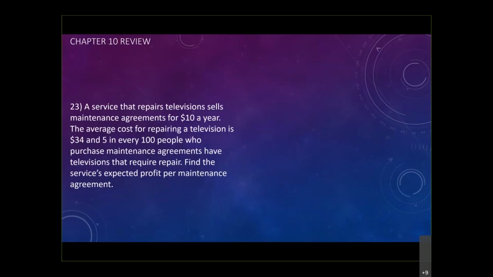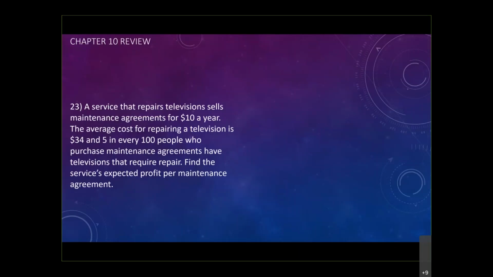In terms of the per agreement, if they go out and fix the TV, they will lose $34, right? That's the average cost to repair. Looking at this, you probably say, wait a minute, Mr. Tran, they don't give us the probability. But they really did give you the probability, right?